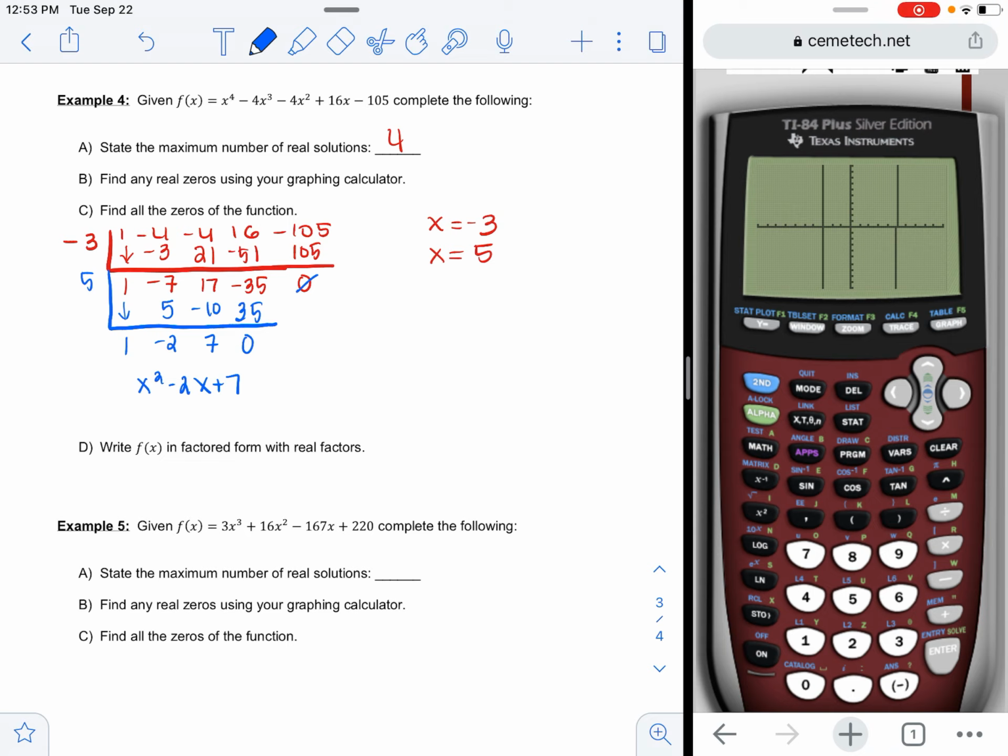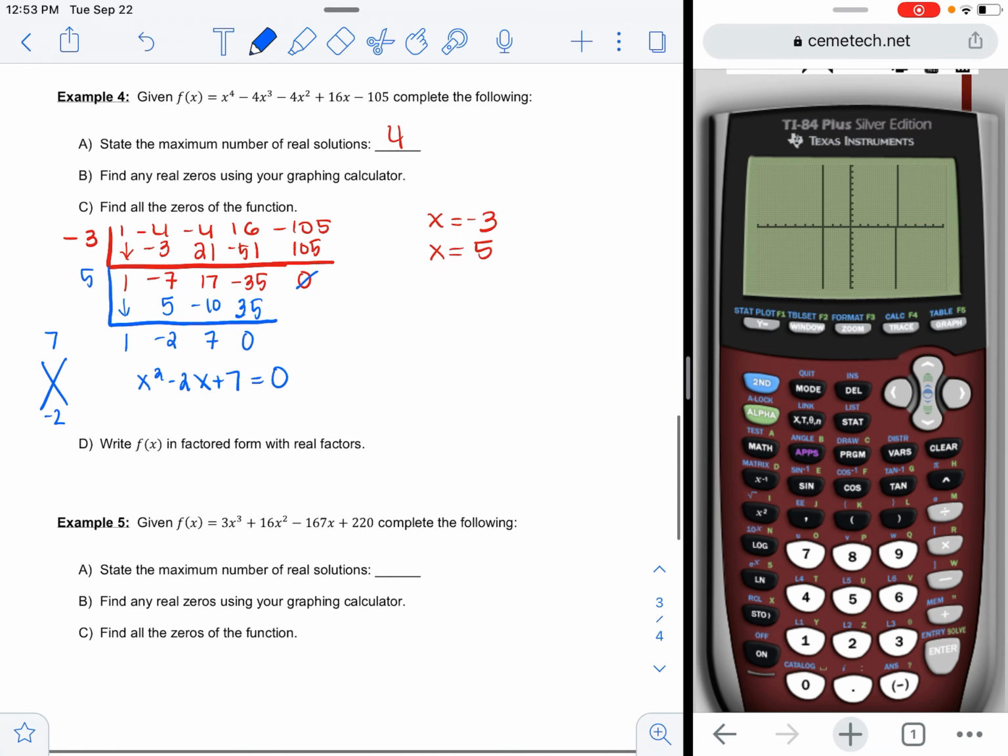All right, so now I need to find my other zeros using this. So I'm going to set it equal to 0. I need to factor this, so I look for a GCF. There is no GCF. Then I think about factoring, and I need 2 numbers that multiply to give me 7 and add to give me -2. And there are no 2 numbers that do that. So this is not factorable, but remember, that doesn't mean it's not solvable. I can still solve it, and I'm going to use the quadratic formula.